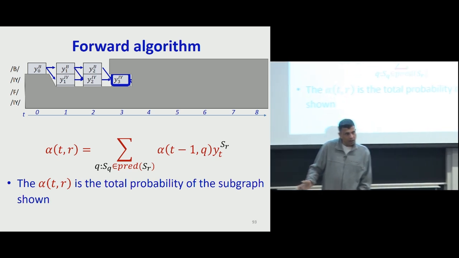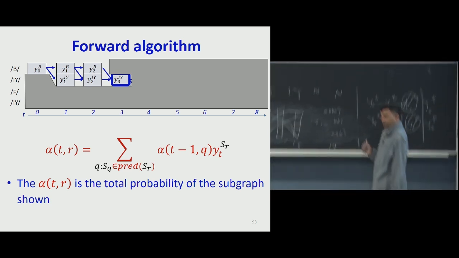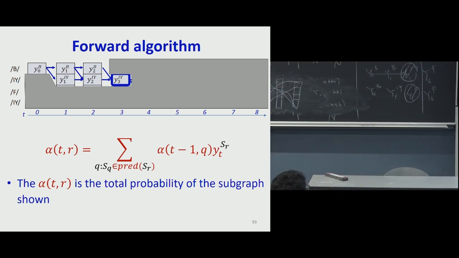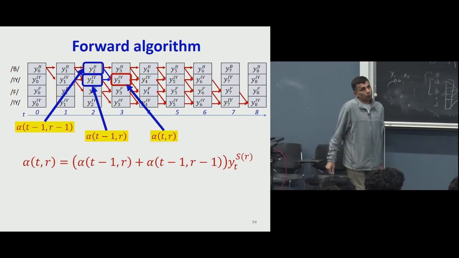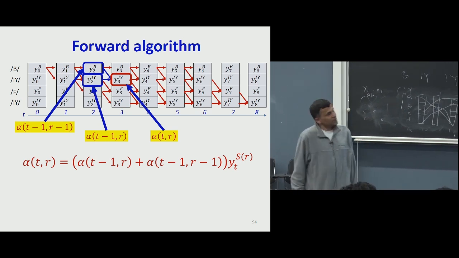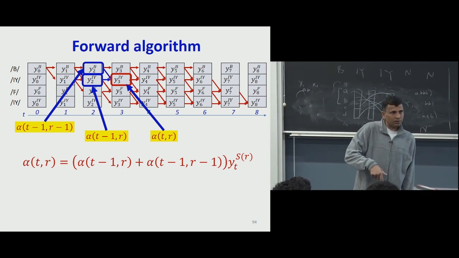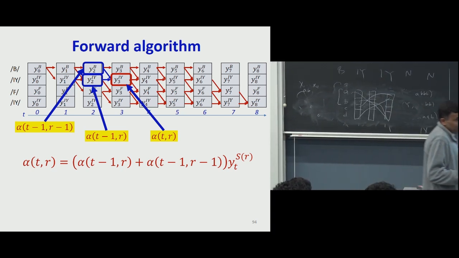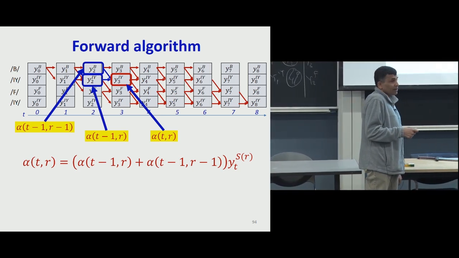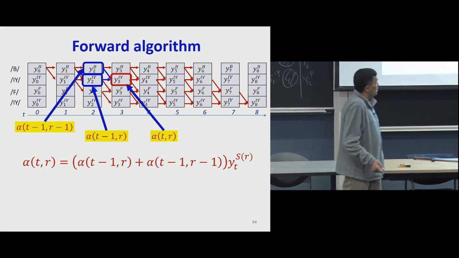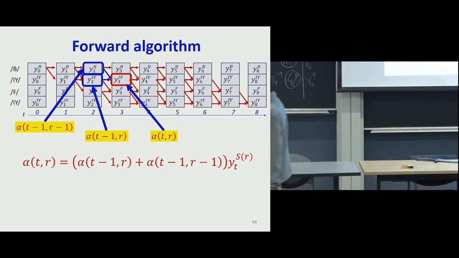Very simple recursion, right? Makes sense to everybody? So now this recursion, to explain carefully, this is the actual formula. It just collapses to one simple formula which says alpha TR, because here there are only two incoming paths to any particular symbol. Any symbol has only two parents. So alpha TR is going to be alpha t minus 1 r plus alpha t minus 1 r minus 1 times ytsr. That final y is commonly multiplied to both, right?